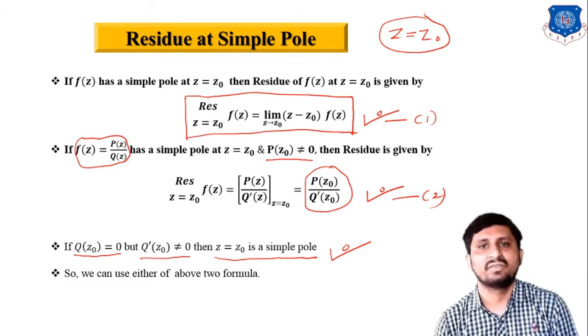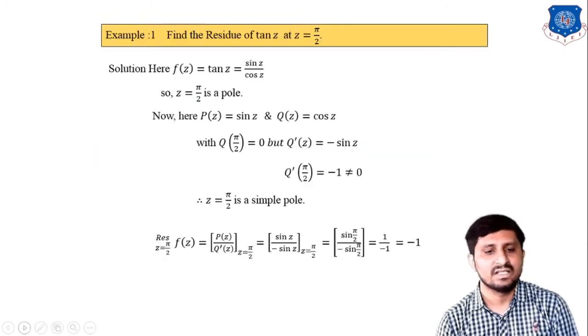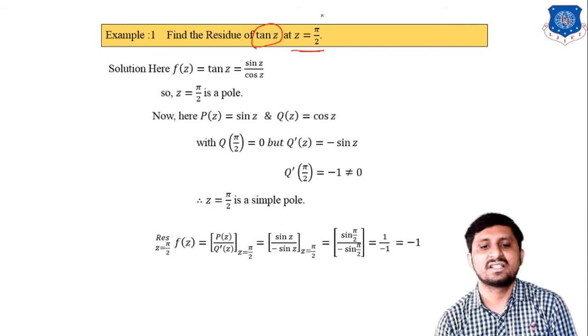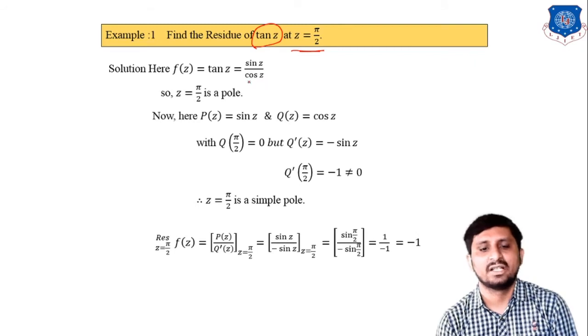So first of all, we discuss an example for a simple pole. Suppose this is my example: find the residue of tan z. What is my function? The function is tan z, at point z is equal to pi by 2. That means the singular point is already given, the pole is already given, pi by 2. Now, first of all, you have to find out the order of this pole, and that is 1. How? Because tan z is nothing but sin z upon cos z, and we know that cos pi by 2 is 0, that means the denominator becomes 0 at pi by 2. So clearly pi by 2 is a pole.